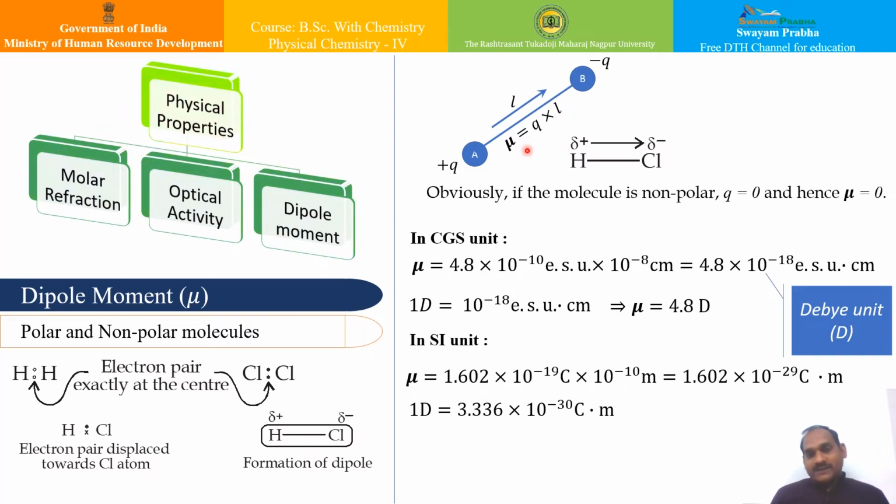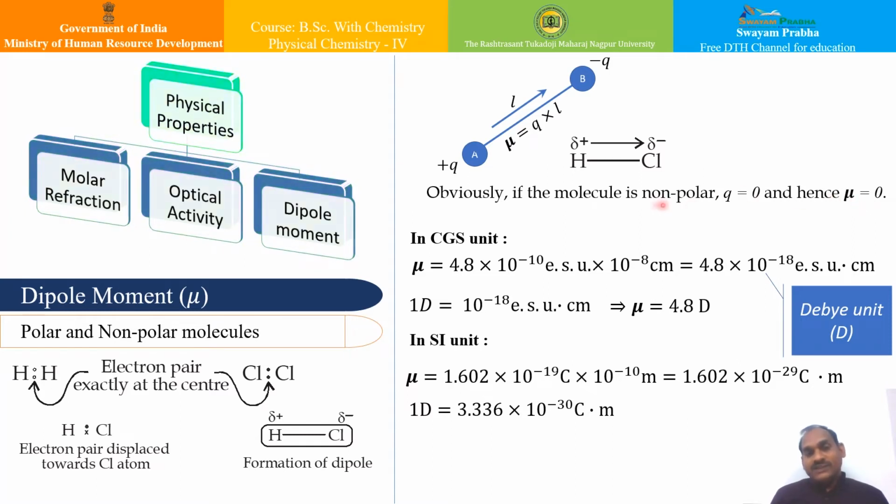Now remember that this mu is a vector quantity. It has both the magnitude as well as direction. And therefore, it is represented by an arrow which is pointing from the positive end to the negative end of the molecule. Many a times it is represented as a bold face mu, which indicates that it is a vector quantity. Okay. So obviously, if the molecule is non-polar, my Q must be equal to 0. And therefore, in that case, my dipole moment must be equal to 0. Okay. Let us look at its units.